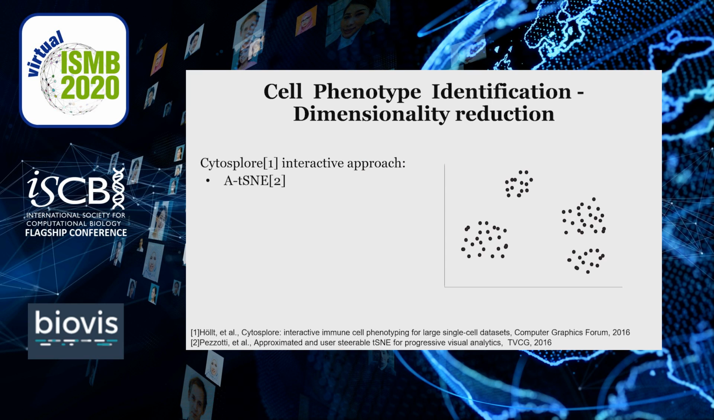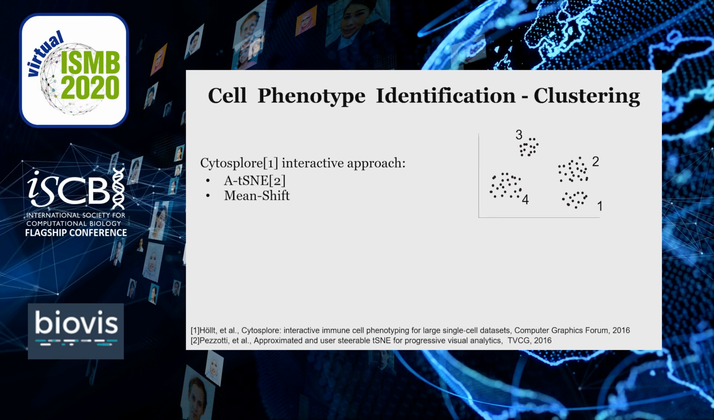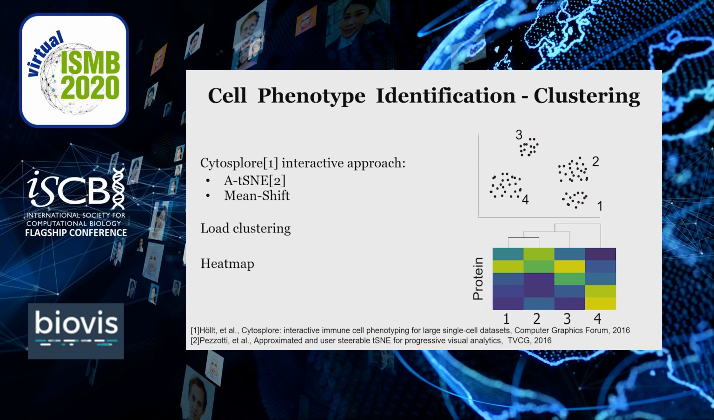In Cytoexplore, first we are using a dimensionality reduction technique, A-tSNE, to visualize the data, and then we are trying to visually identify the clusters in the embedding. Afterwards, using the MeanShift algorithm, we capture on the fly the visual clusters, or we let the user load a predefined clustering. In order to illustrate the high-dimensional signatures of each cluster, we are using a heat map, where each column represents a cluster as derived from the plot above, and each row the protein. The color represents the median expression value of the given protein in each cluster.